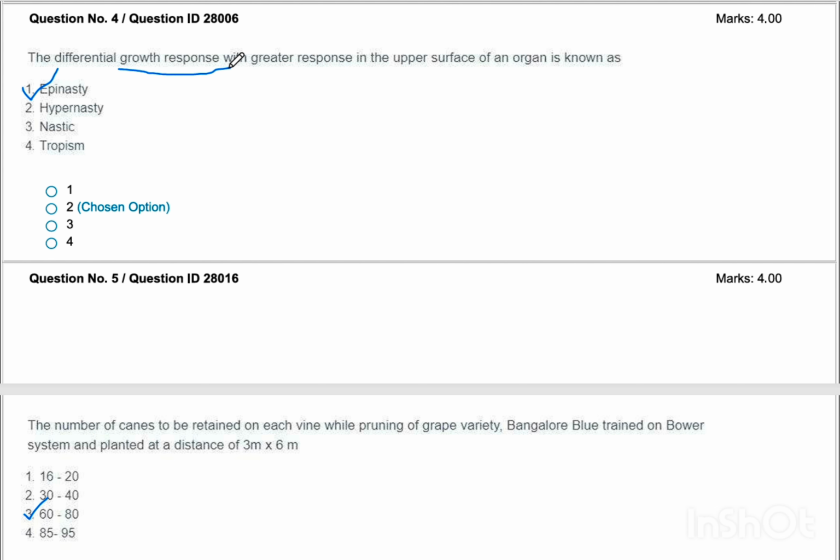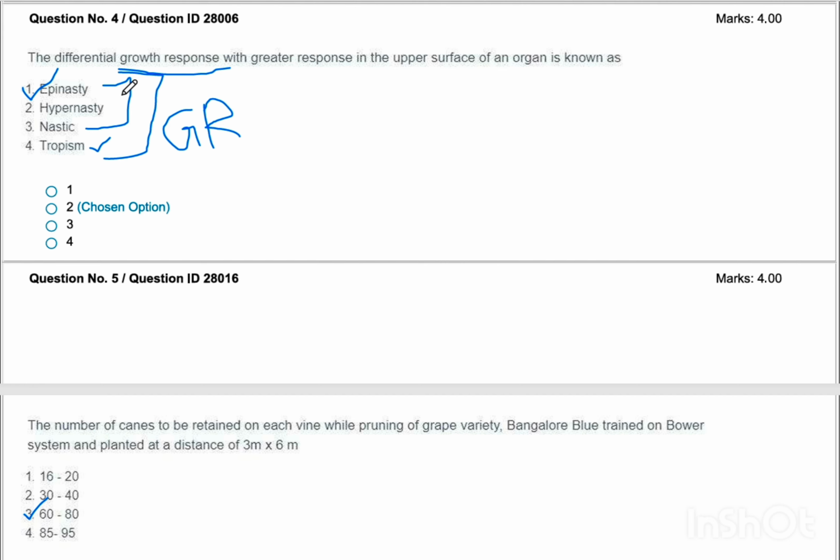Question number 4: the differential growth response with greater response in the upper surface of an organ is known as. The options are epinasty, hyponasty, nastic, and tropism. All these options are growth responses. Here, tropism refers to growth towards or away from an environmental stimulus. The stimulus can be darkness, light, gravity, temperature, touch, anything. So, tropism is not the answer.